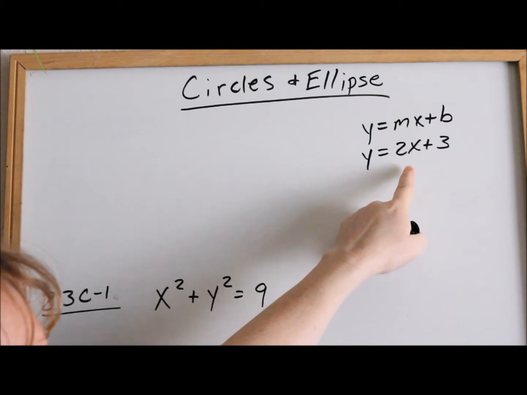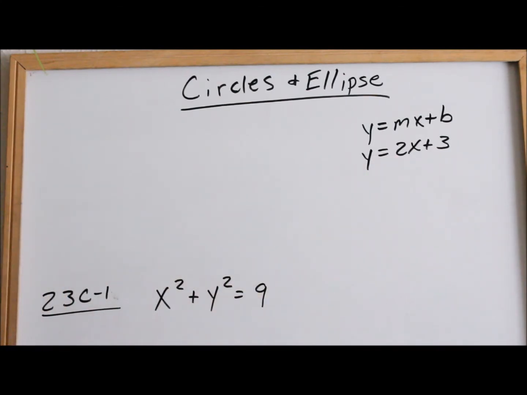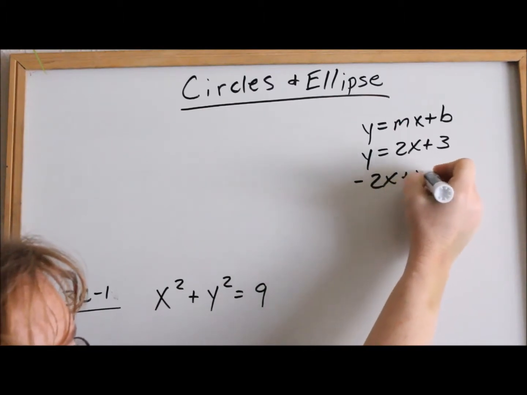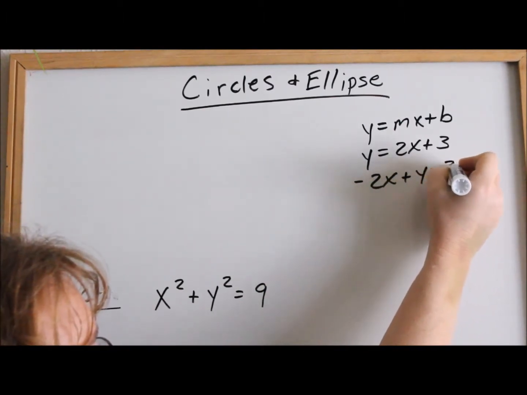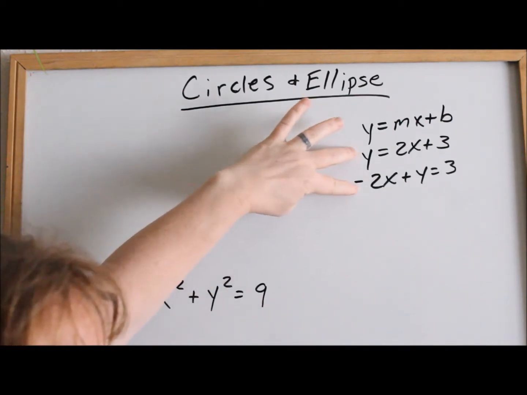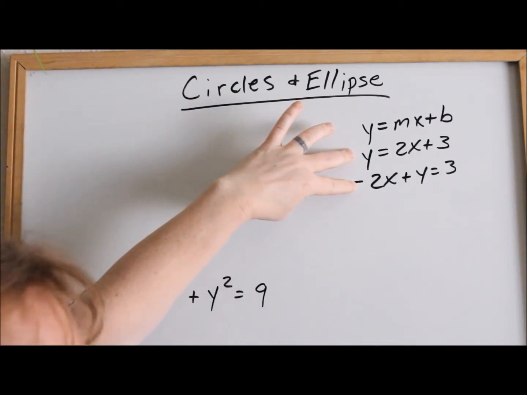And when you put it in standard form, your x's and y's are added together. So if I put it in standard form, moving the x term over, it would look like this. My x's and y's are added together. So either one of these is the equation of a line.